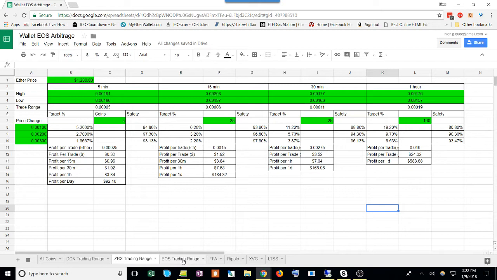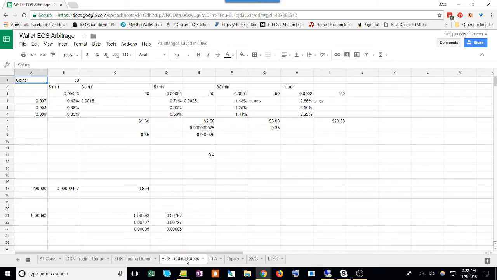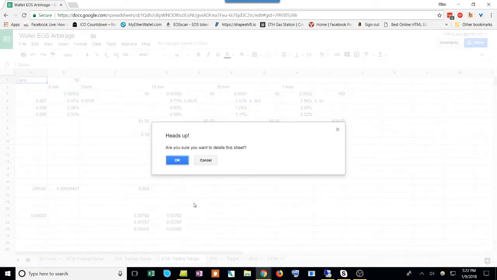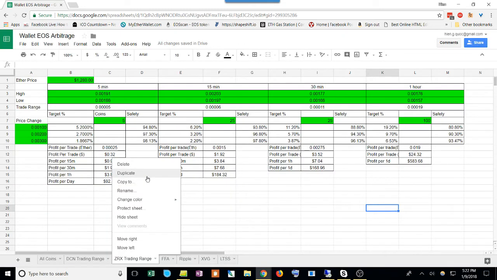I'm going to redo this entire EOS trading sheet because it's not that clean. So I'm going to delete this real quick, reset this up using this as a copy, duplicate it, and name this EOS.